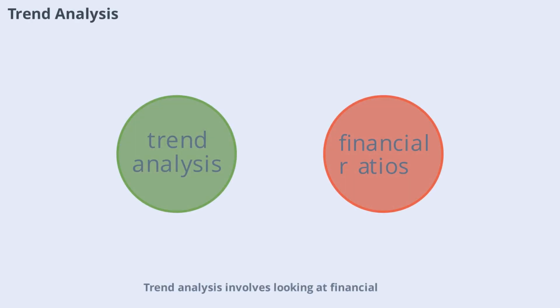Trend analysis involves looking at financial ratios over several periods to spot patterns. Are ratios improving, declining, or staying the same? This helps identify strengths and weaknesses in a company's performance. For example, a rising current ratio might signal improving liquidity, while a declining profit margin could be a red flag. Let's see how to perform trend analysis in the next scene.